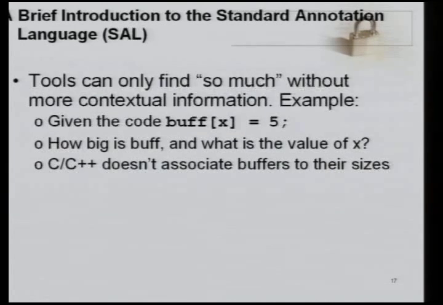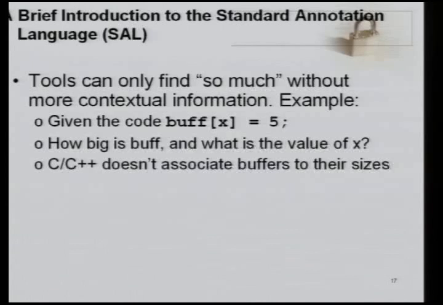If you think about it, tools can only find so much information by just looking at source code. For example, if you take a very simple line of code that says, assign this element of this array this value, is there a buffer overrun, buffer underrun here? You really don't know unless you know what the size of the buffer is and what that particular value of the array index is.